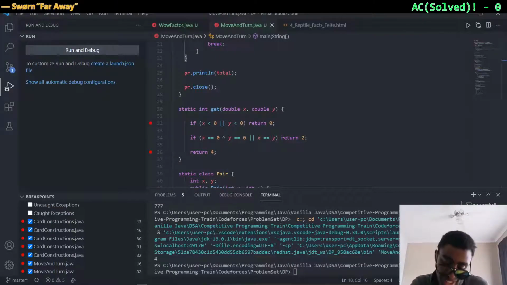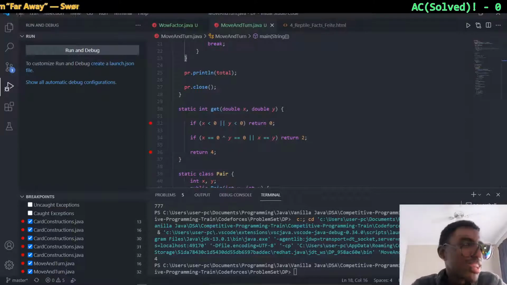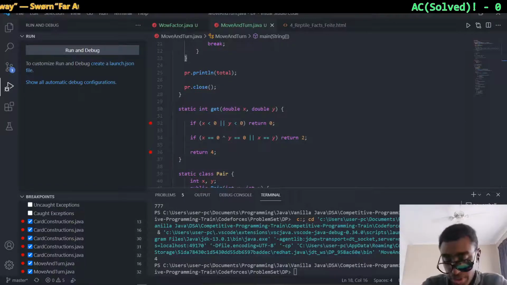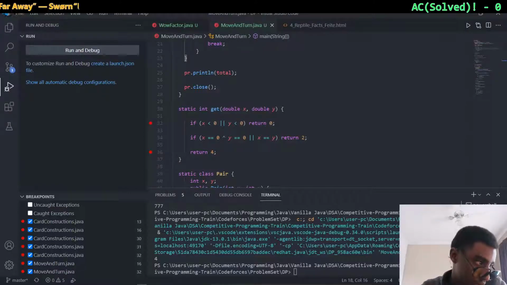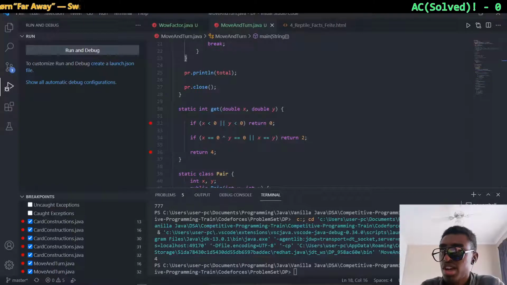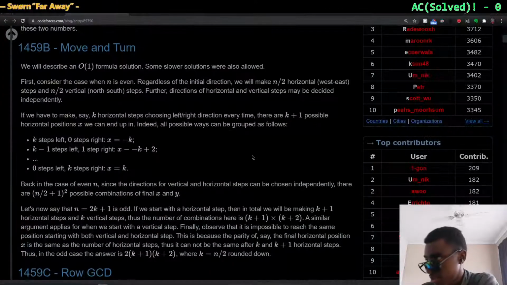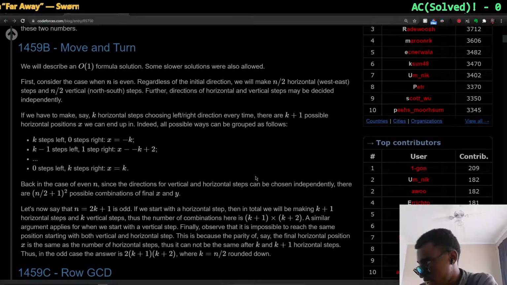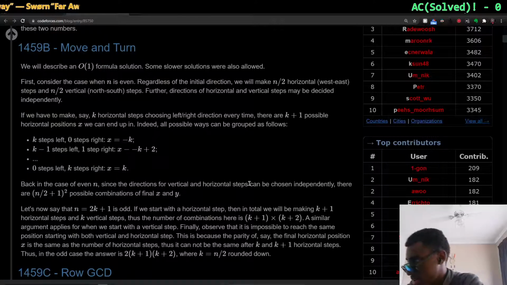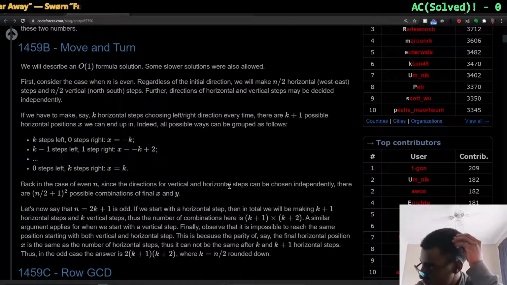There's too many duplicates. Anyway, there are a lot of duplicates, and this formula solves it for us. We would have had to keep some sort of memo box to keep track of the values that we've already saved, and that would have taken too long. So, what I understand of this is that for even at least, there are n divided by 2 plus 1 possible combinations.